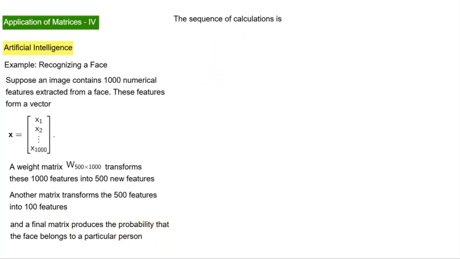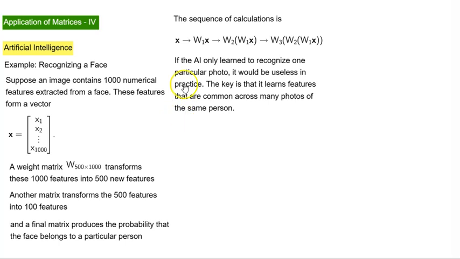Now the sequence of calculations is, we start off with the input data x, we carry out W1 times x, which gives us the result. That resultant again is multiplied by the second weight matrix, then the third weight matrix, and so on. Now, if the AI only learned to recognize one particular photo, it would be useless in practice. The key is that it learns features that are common across many photos of the same person. Now, this is very critical.